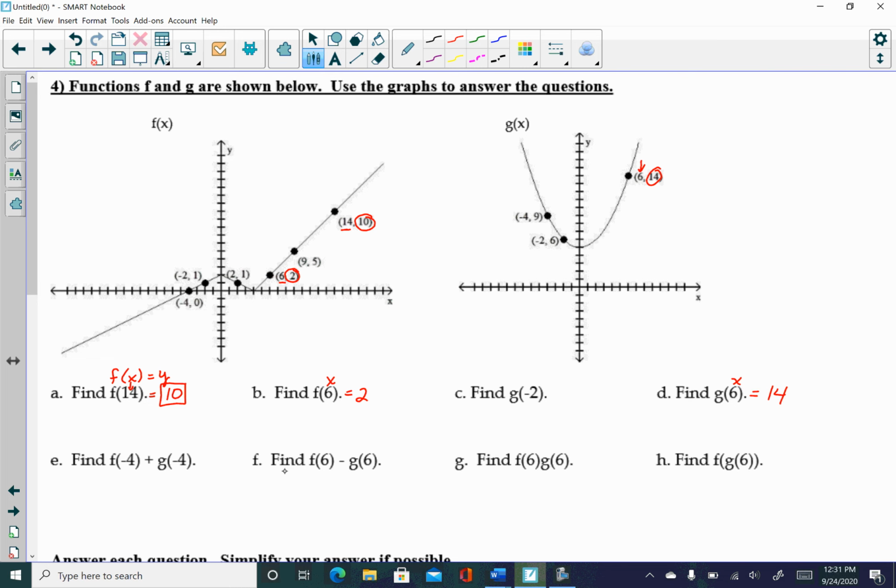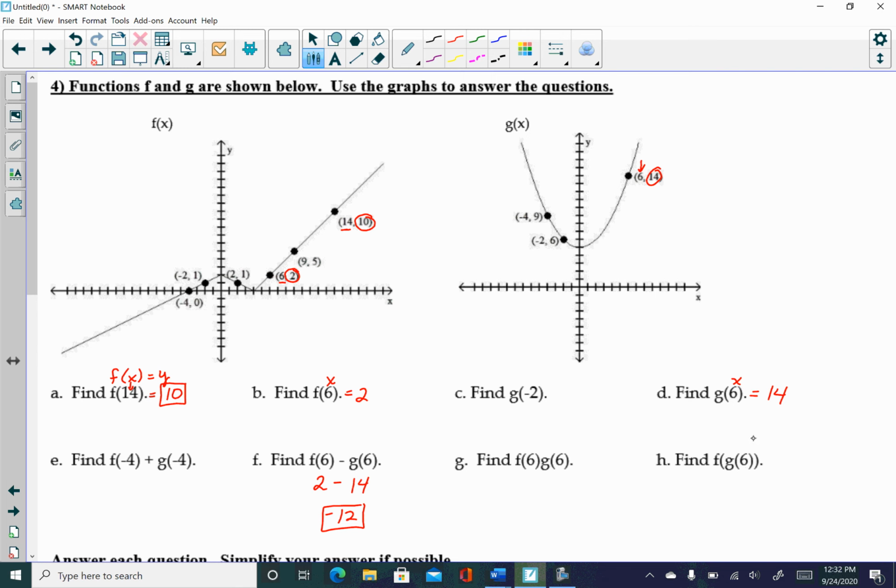Then I'm just going to scoot down here and let's look at f and h. All right, in f, I'm asking you to do f of 6 minus g of 6. Well, if you look at letter B, I already had you find f of 6. That was 2. And g of 6, I just had you find that in letter D there. That was 14. And then just subtract those. 2 minus 14, that'll land you at negative 12. Final answer. So that's all that you're looking at there. In letter G, you're just multiplying the two values.